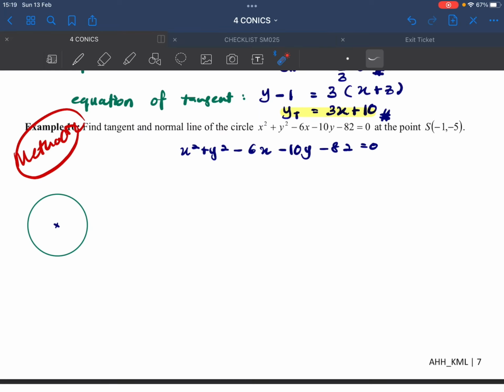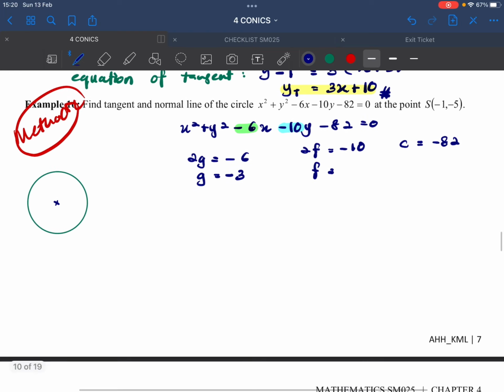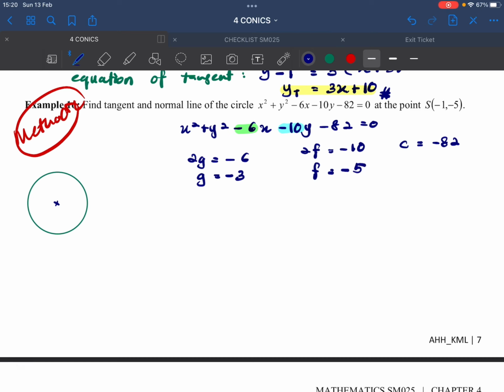So comparison, we are going to compare 2g and 2f. This part here and this part here. So we have 2g equals -6, 2f equals -10, and automatically our c is -82. Here we simplify, you get g equals -3, f equals -5, and here we have our g and f, but remember your center is equal to (-g, -f). That means your center here should be (3, 5).